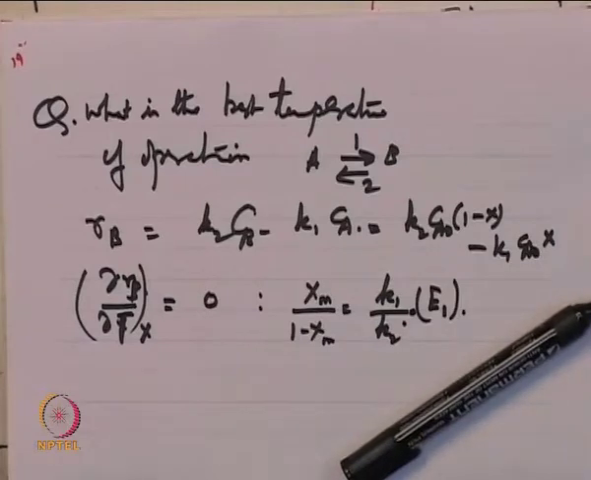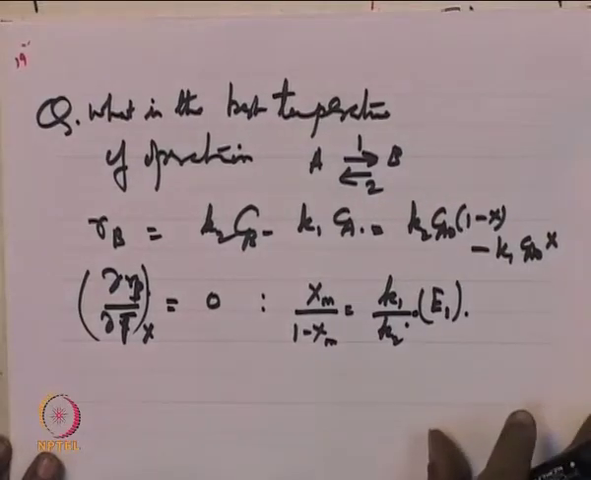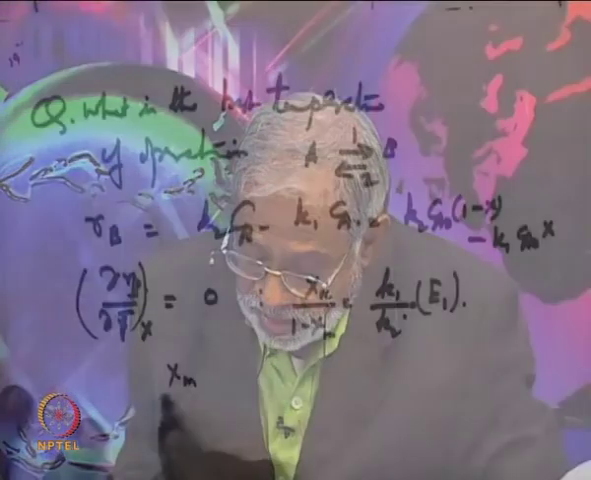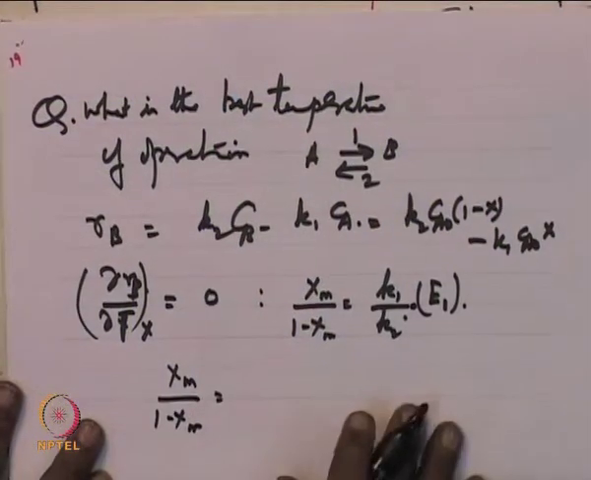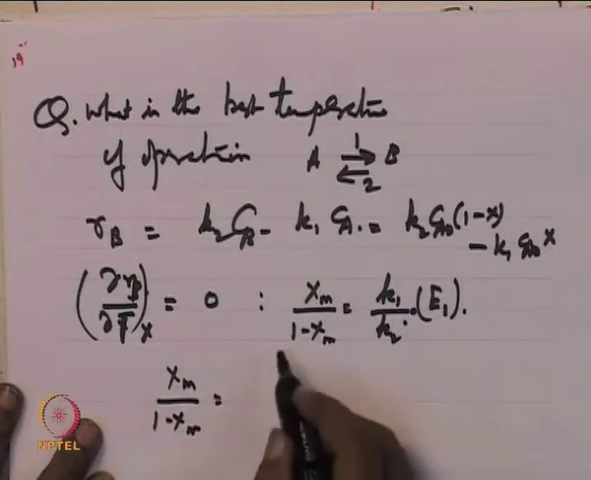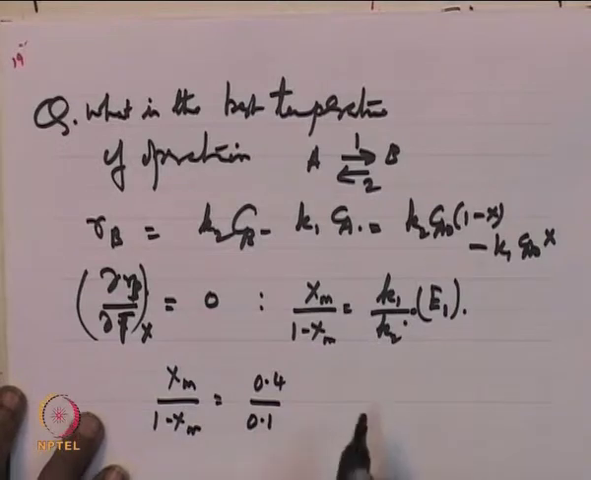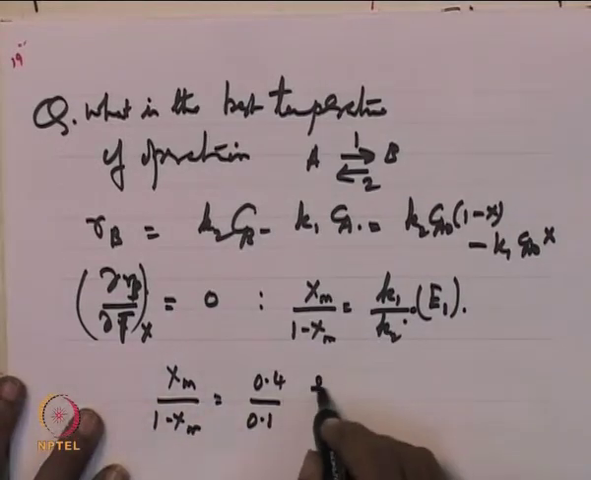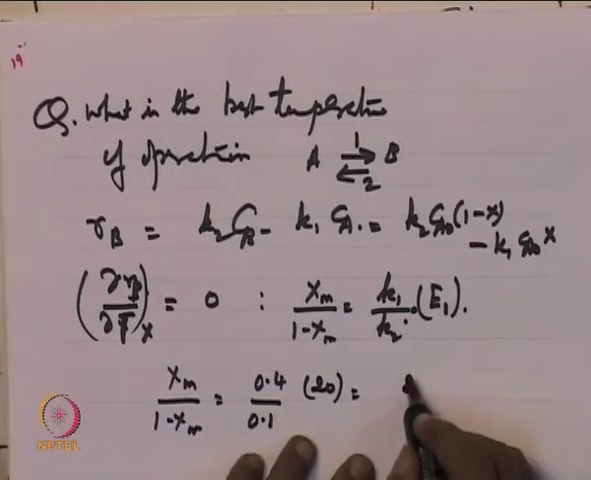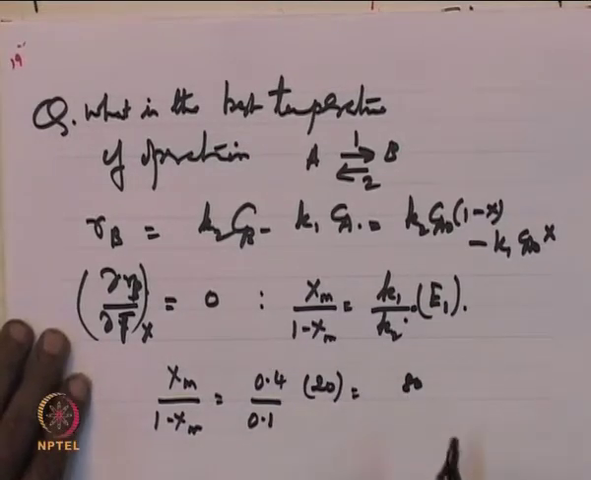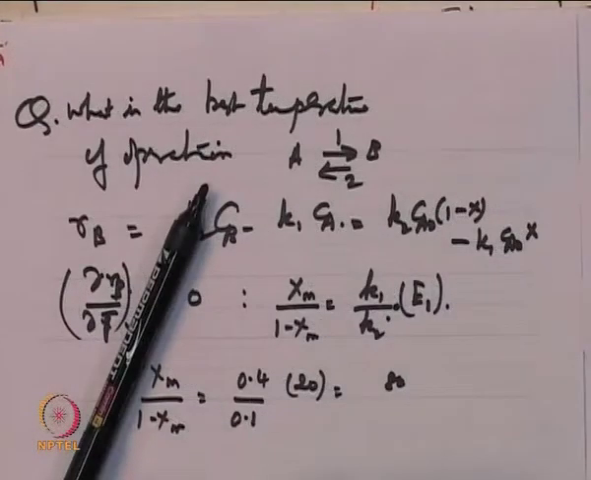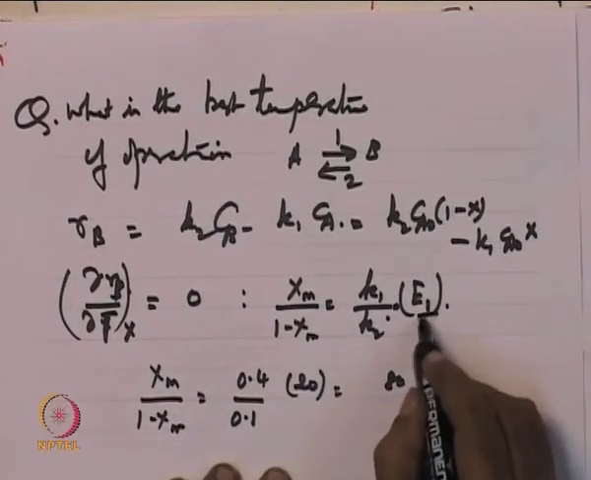This is what we have shown at an earlier stage, that if you have an exothermic reversible reaction, this is the best choice of temperature for your reactor. We can put all the numbers here. For example, Xm divided by 1 minus Xm equals K1, the value of K1 is 0.4, K2 is 0.1, and the activation energy is 20,000. So, this comes to 80. Xm by 1 minus Xm comes out to be 80. Actually it is K1 by K2 times E1 by E2, I am sorry.